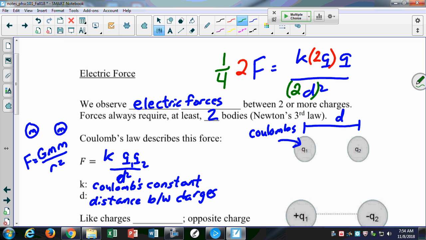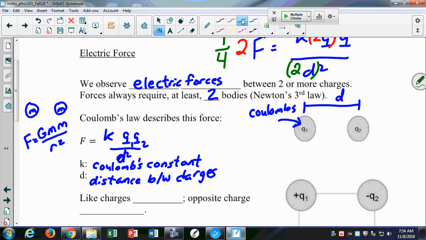Because it's squared. 2 squared. Whatever I do to one side, I have to do to the other side. Those are important skills for you to have, that you're able to look at an equation and think about how the variables are related to one another.